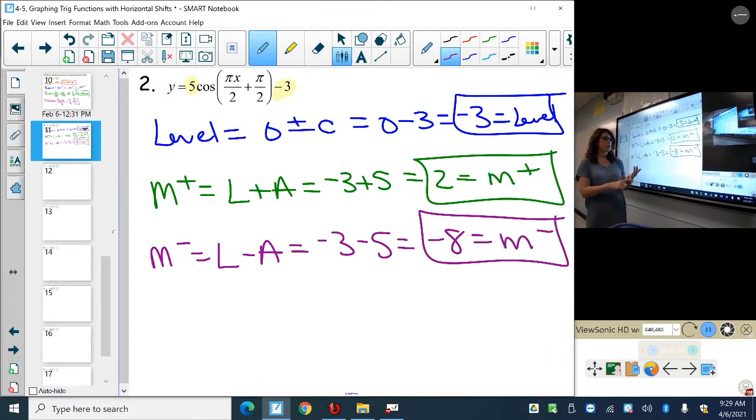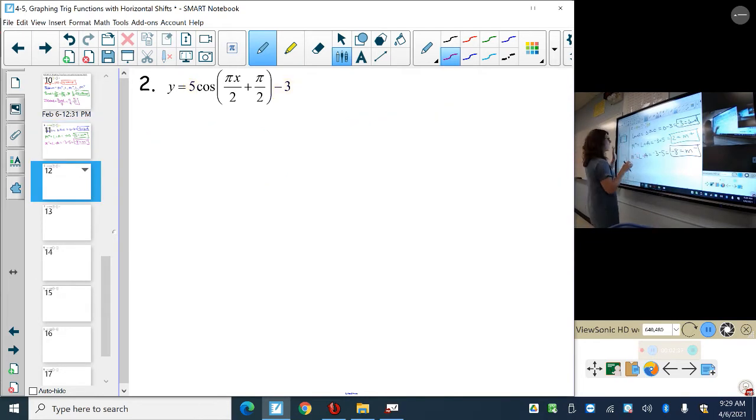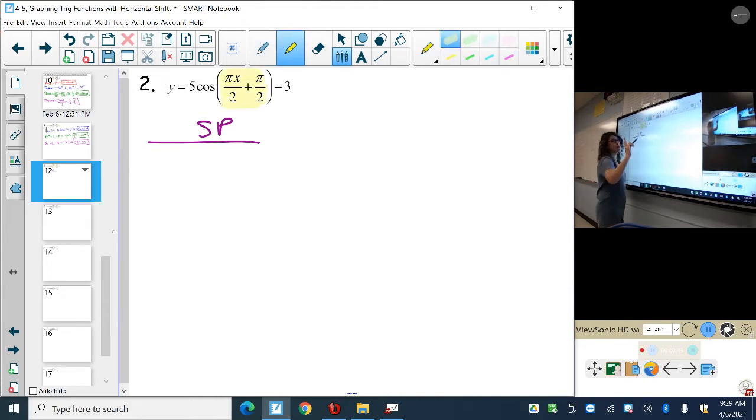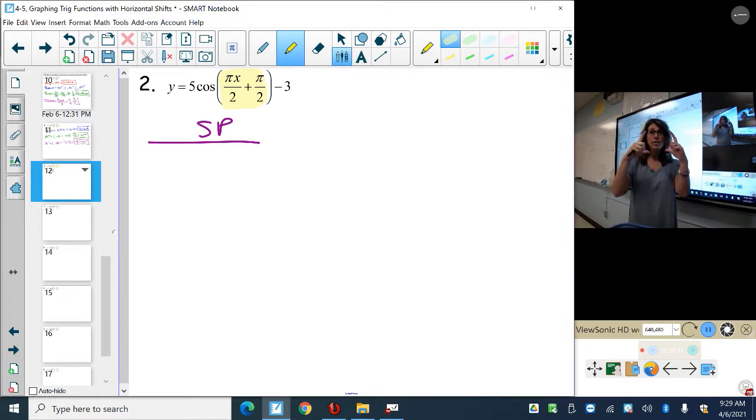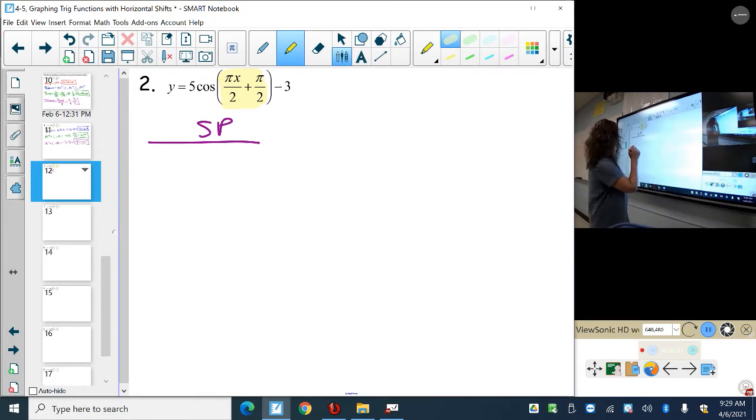So we found our amplitude, we found our pattern, we found our period, our interval, our max, level, min. So now what's different today is our starting point and our ending point. So for our starting point, we are going to take the junk in the parentheses. Now, I want to make myself very clear. If you look at your homework tonight and you don't see parentheses, then your starting point is 0 and your ending point is your period. If you do see parentheses, then it has a horizontal shift and you have to do the starting point and the ending point.